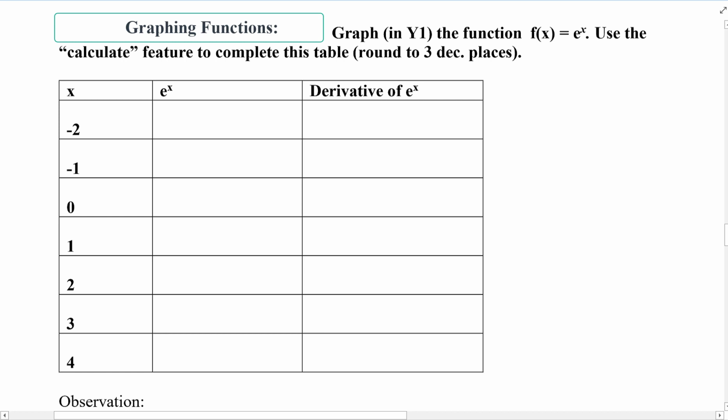Graph in y1 the function f of x equals e raised to the x power. Use the calculate feature to complete this table, round to 3 decimal places.